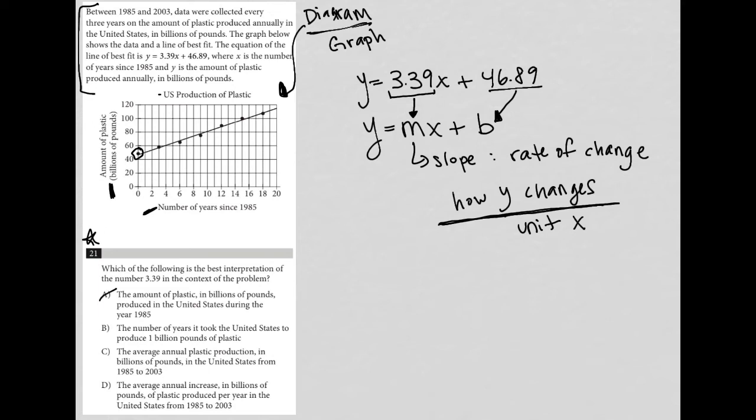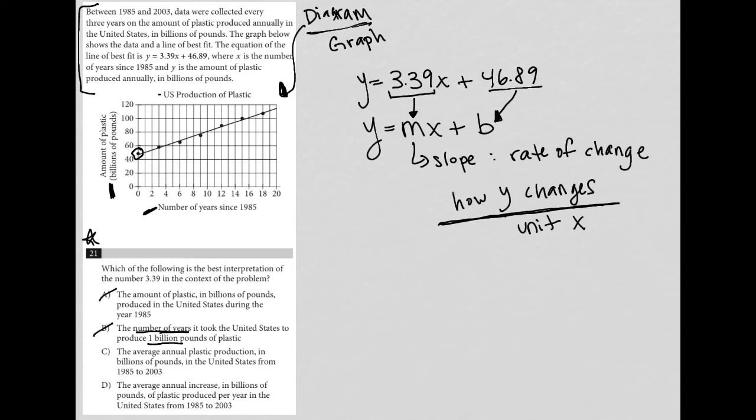Choice B says the number of years it took the United States to produce 1 billion pounds of plastic. Again, that is more of a change in years, so that'd be a change in x. But we want a change in y. We want how y changes. So y again is the amount of plastic. So in this answer, our plastic is stagnant, but our years we're looking at how many years there would be. So it's just a reverse of what we really want. So choice B is gone.